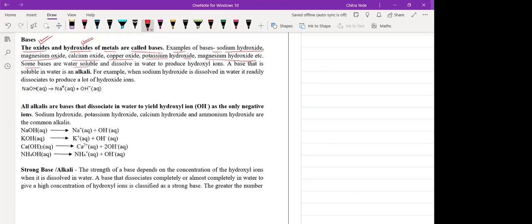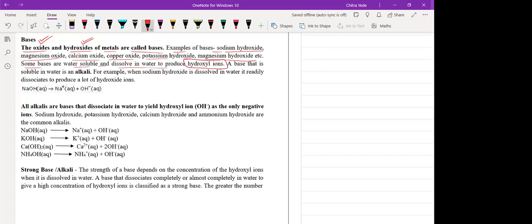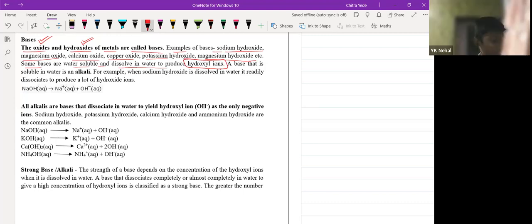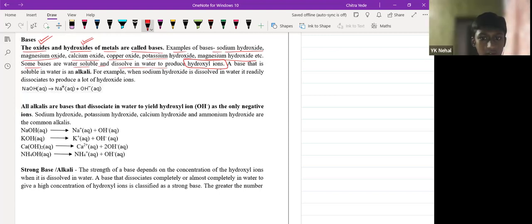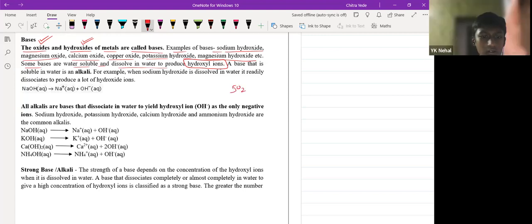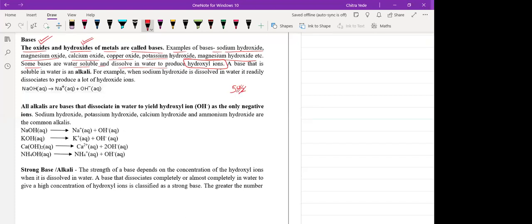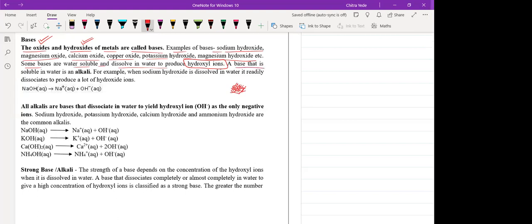Some bases are water soluble. Sir, does sulfur dioxide also come under this? No, sulfur dioxide, SO2, is a non-metallic oxide, so it is acidic in nature. A base that is soluble in water is called an alkali. So we have alkali metals, right?